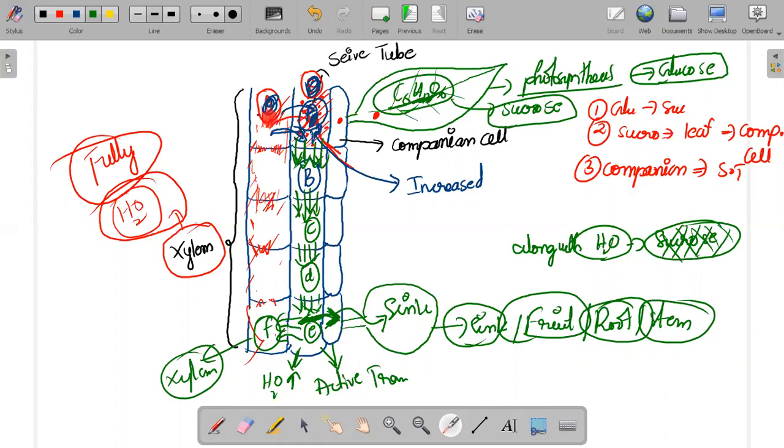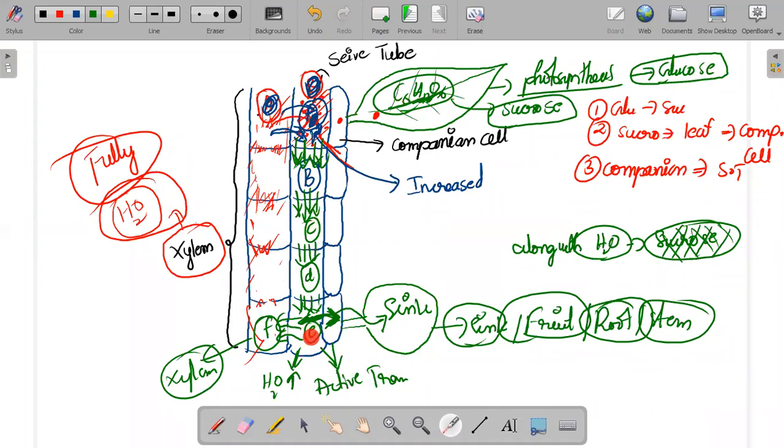So water will enter from the adjacent cell. And when you compare these two cells, A and B, the water concentration is very low in B and very high in A. So water will move from A to B. Similarly, B to C, C to D, D to E. Up to E, along with the water, sucrose is also getting transported.